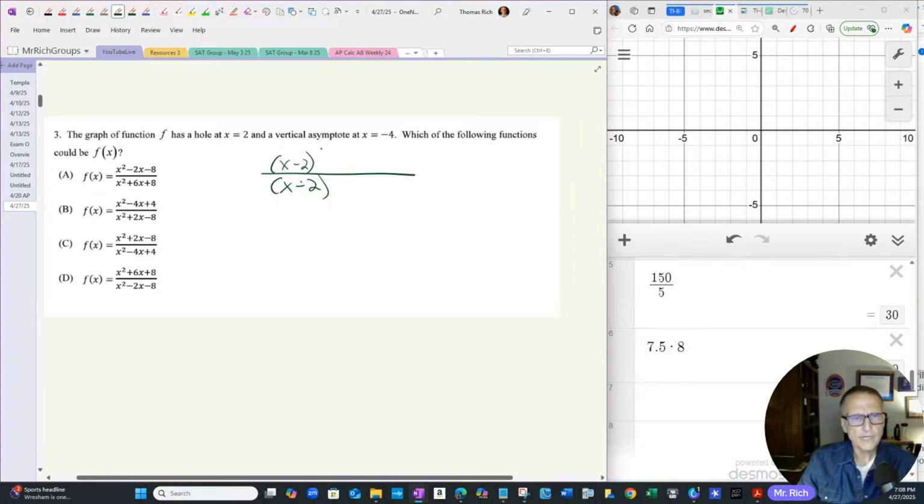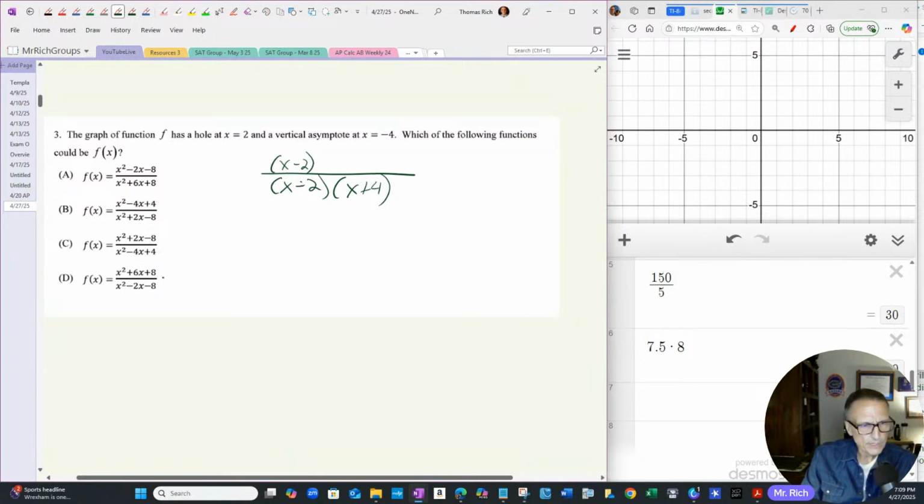factor between the top and bottom, because the way that you get a hole to appear on the graph is you're going to have a factor in the top and bottom that are going to divide out. And I also need to have an x plus 4 down in the denominator. Now, when we look over here, it looks like everything is in non-factored form. So I do need to factor these.